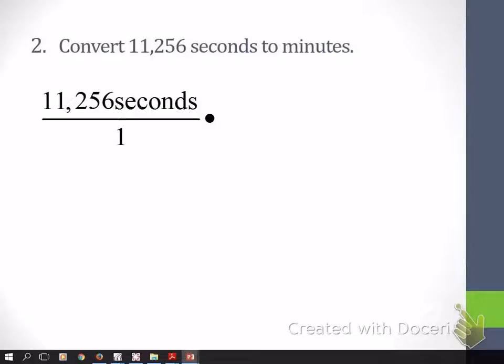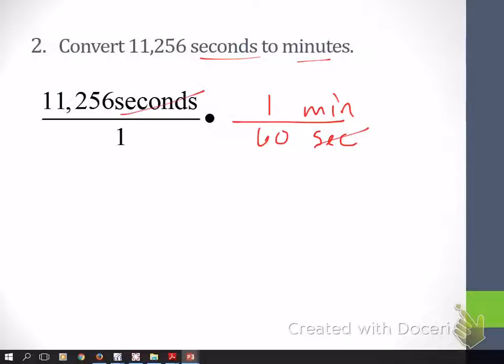Same thing here. If I want to convert seconds to minutes, I'm going to create a conversion fraction that I'm going to multiply this first fraction by. I want seconds to divide out and therefore have minutes left out. I'm going to put seconds and minutes somewhere in this fraction. The question is where? Well, since seconds are in the numerator here, I need to put seconds in the denominator here so that they'll divide out. And if that's the case, I'm going to have minutes sitting up here in the numerator. I know that in 1 minute there's 60 seconds.